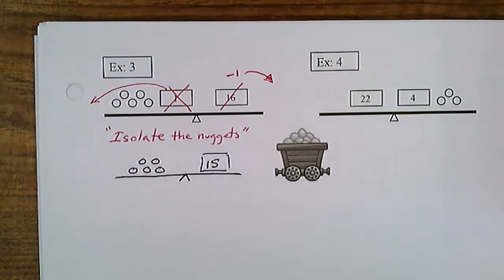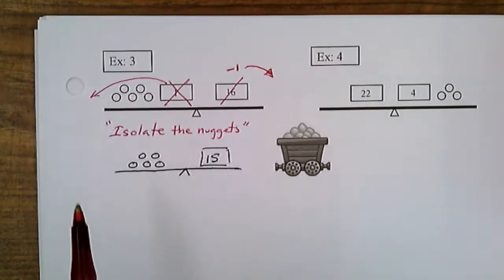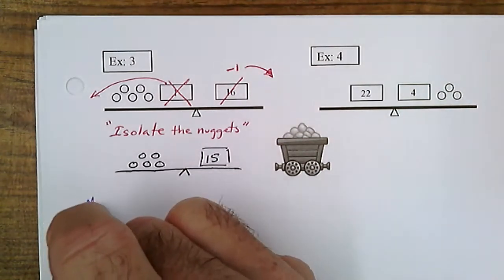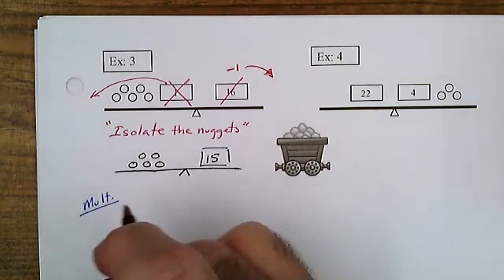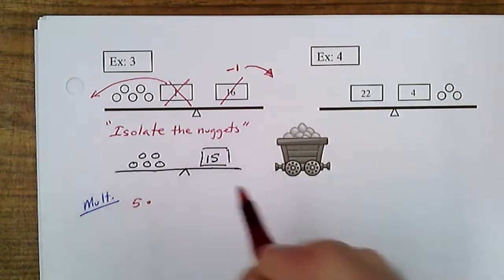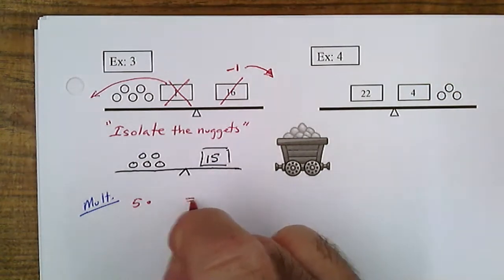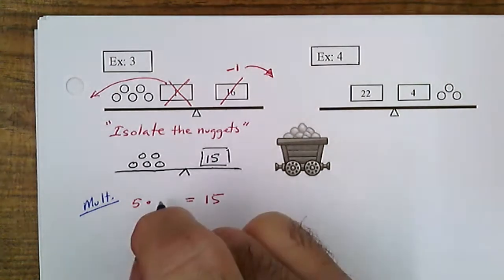15. Okay, now can you see how much each nugget weighs? So you can try multiply, you could try divide, or you could try the add. So if we were going to do the multiply strategy, that would be 5, right? 1, 2, 3, 4, 5 times. So how much would it be to make 15? 5 times, that would be 3.